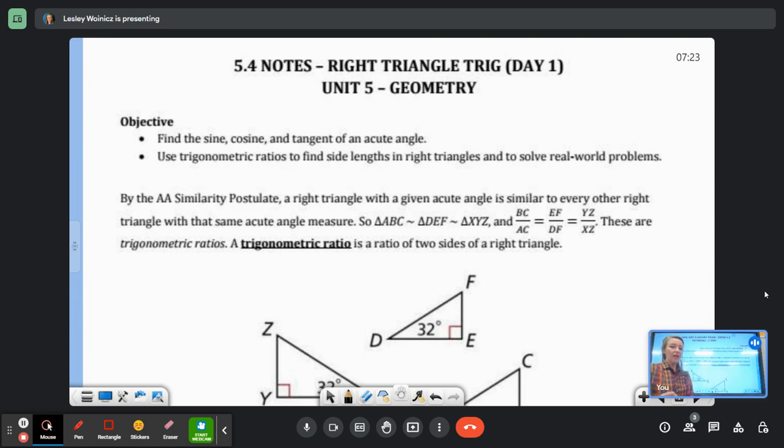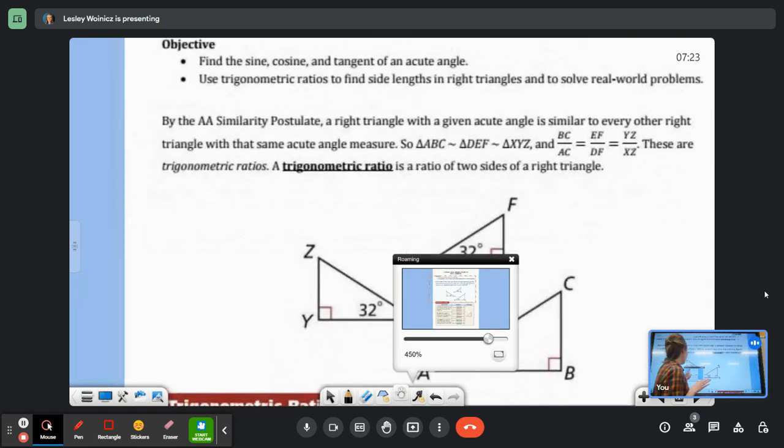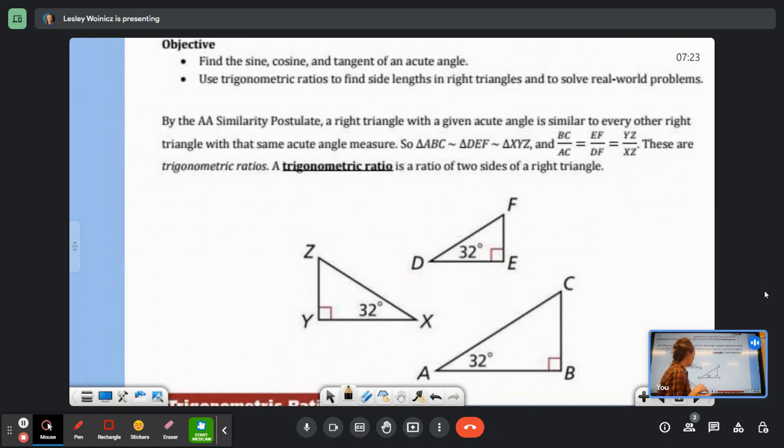By the AA angle-angle similarity postulate, a right triangle with a given acute angle is similar to every other right triangle with that same acute angle measure. Okay, that was a lot of words. Let's say that my smallest little triangle here has sides, and these aren't the real side lengths, I'm just making something up so it's easy to see. Let's say it has sides 3, 4, and 5.